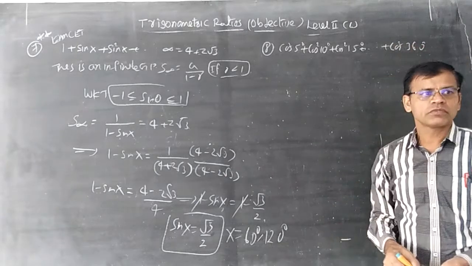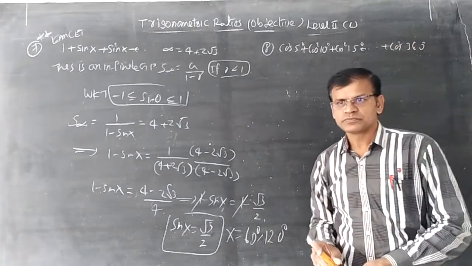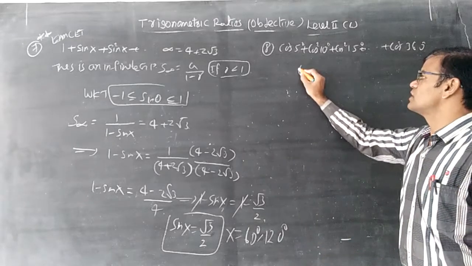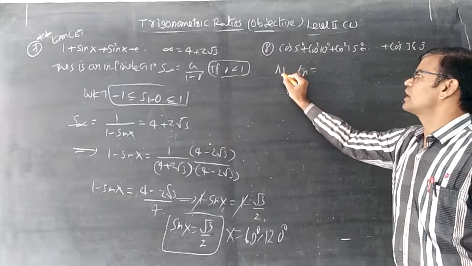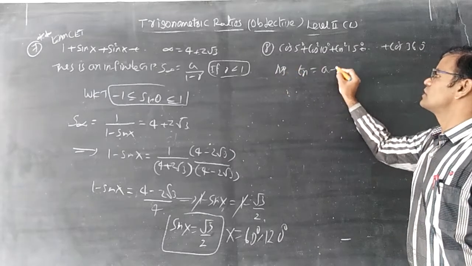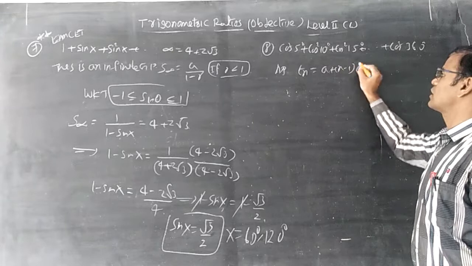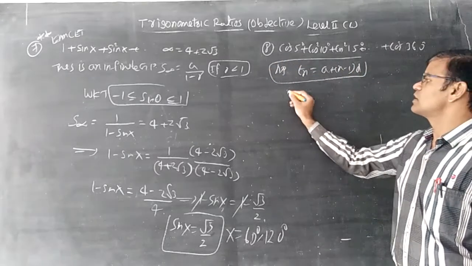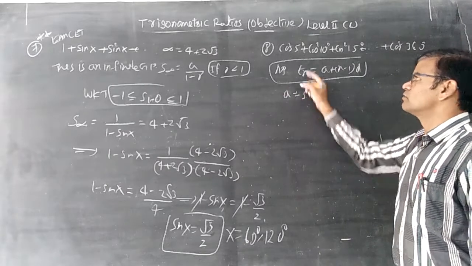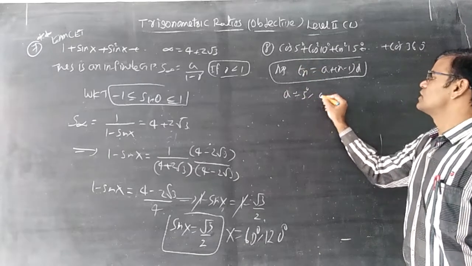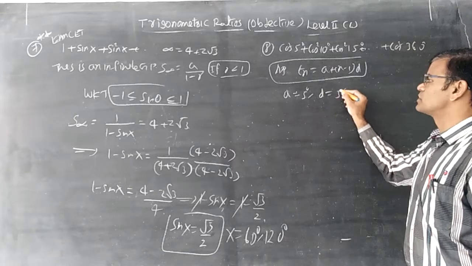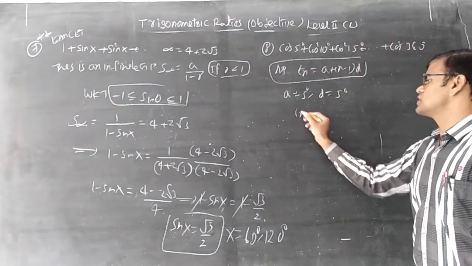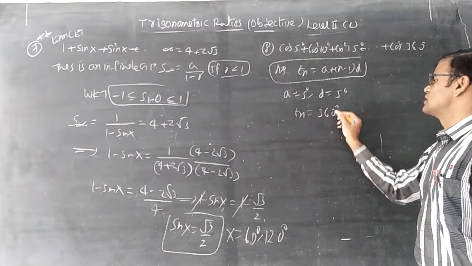Students, do you have any idea about AP, arithmetic progression? What is the Tn value in arithmetic progression? I think you have an idea regarding this one: Tn is equal to a plus n minus 1 into d. Here a is equal to 5 degrees and d is equal to 5 degrees, because 5 to 10 to 15 like that. So Tn is equal to 360 degrees, as given.